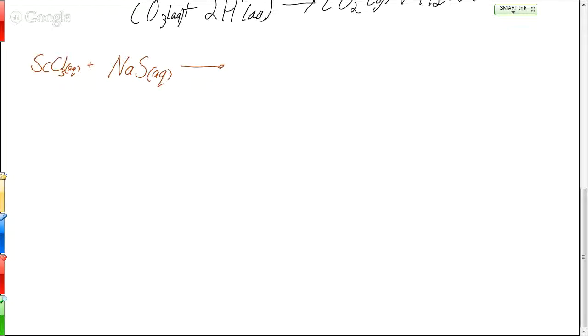And what are those going to form? Let's see if we can do this one by name. Aqueous scandium chloride and aqueous sodium sulfide produce what? Let's start with the precipitate. What kind of precipitate is it going to produce? Yeah, scandium sulfide.